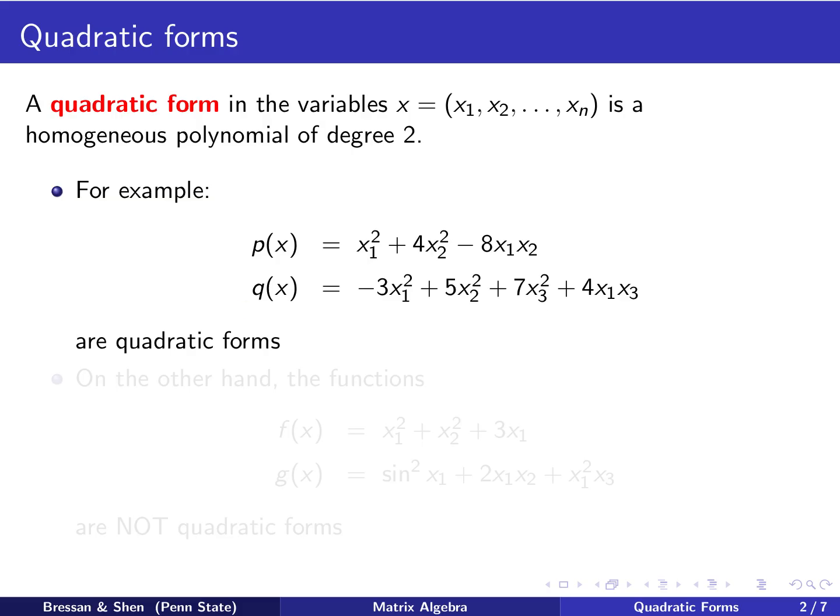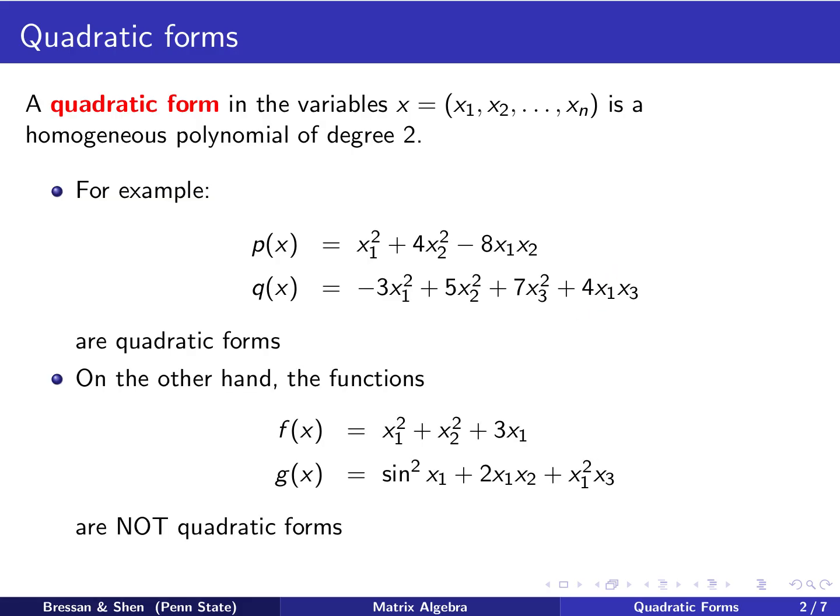Okay, so another example: this function q of x, depending on x1, x2, and x3, takes this form. There are 4 terms, and we can verify that each term is of degree 2. The first term, x1 squared, degree 2. Second term, x2 squared, degree 2. And the third one, x3 squared, degree 2. And the last term, x1 times x3. So this is degree 1, and that's degree 1, and 1 plus 1 is 2, so that's a term of degree 2.